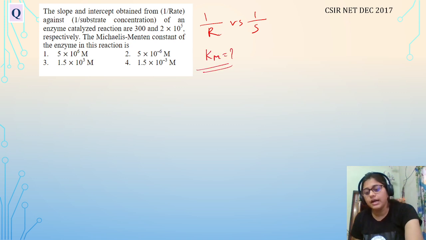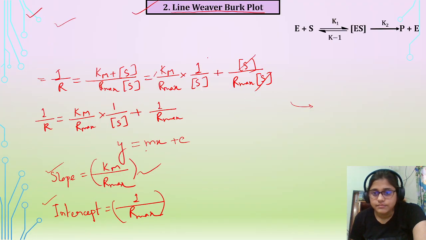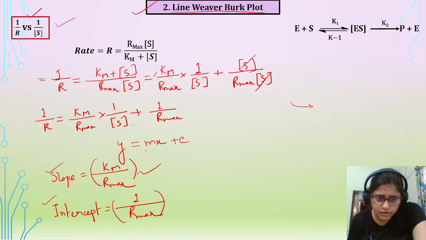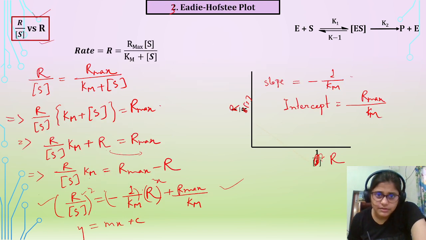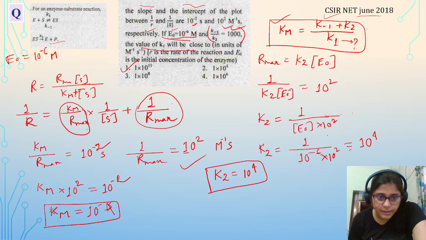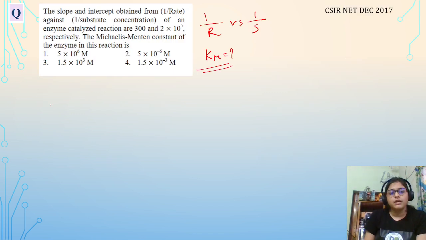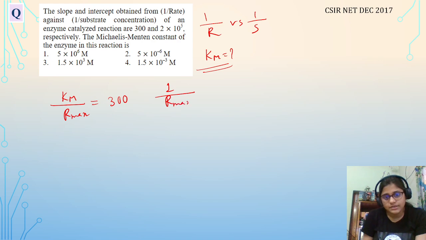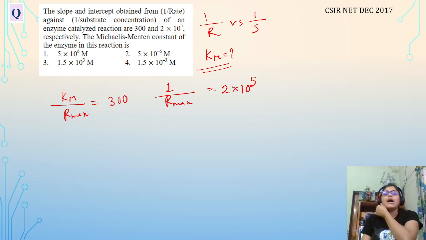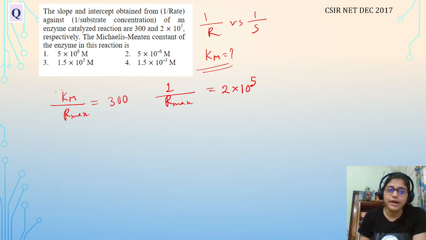So this is again the Lineweaver-Burk plot, where slope is Km by R max and intercept is 1 by R max. We have just now done this, right? Km by R max and 1 by R max, Lineweaver-Burk plot. So Km by R max, this slope, will be equal to 300, and 1 by R max will be equal to 2 into 10 to the power 5.